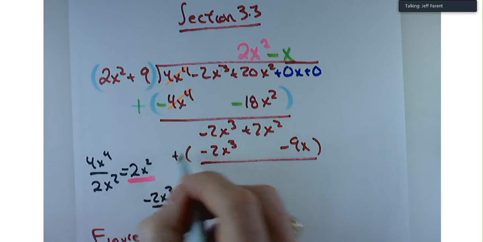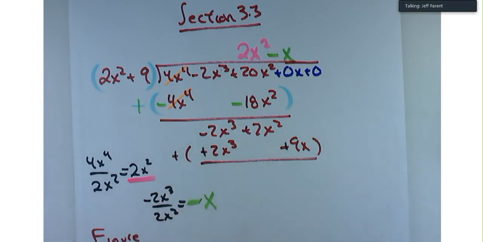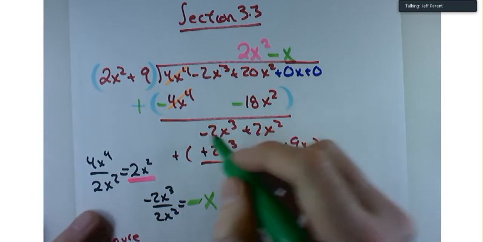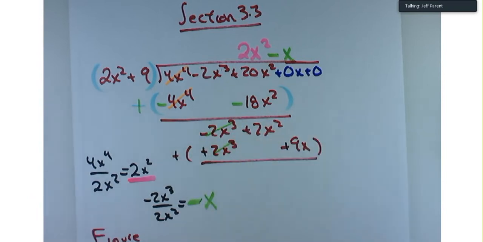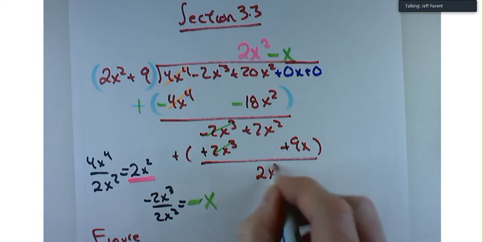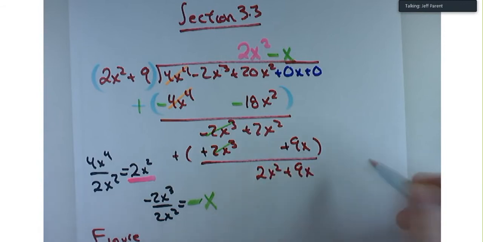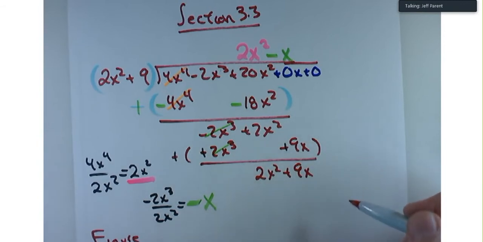So I'll make that a plus, that becomes a plus, and that becomes a plus. Everything's positive. The world's an optimist, so that's good. We'll cross out those. And then I can bring this down. So that's going to be a 2x squared plus 9x. And, all right, looking good here.